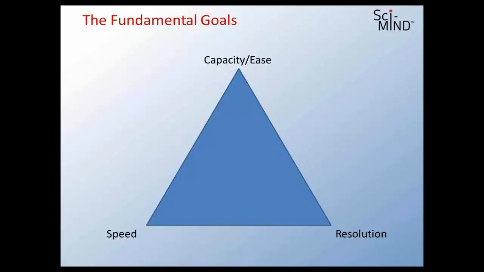Let's say I want something that's fast and high resolution. We can do that. I'm going to show you some examples of that a little bit later, but that means it's probably not going to be the easiest method in the world to run, or it's going to have very expensive instrumentation, or it's going to have some combination of the two of those problems. Finally, let's say I want something that's high resolution and easy to run. Well, we can do that too, but it's probably going to be slow.